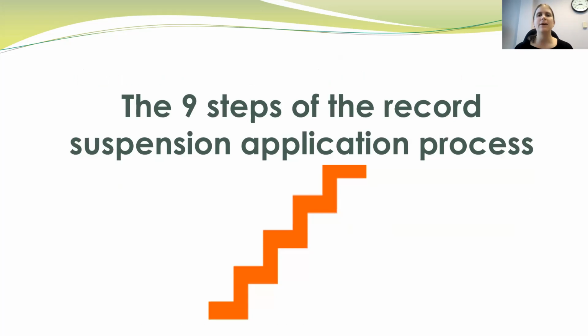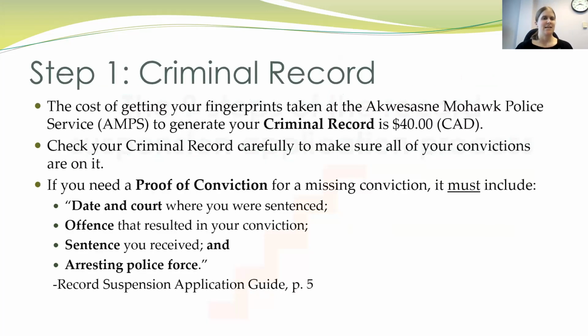All right, so now we are going to get into the 9 steps of the record suspension application process. The first step is on page 5 of the guide, and it's basically just getting your criminal record. You can do this with the Akwesasne Mohawk Police Service, and it costs $40. Basically, the Akwesasne Mohawk Police Service will take your fingerprints and then submit them electronically to the RCMP to generate your criminal record.